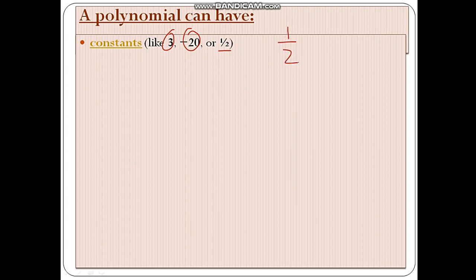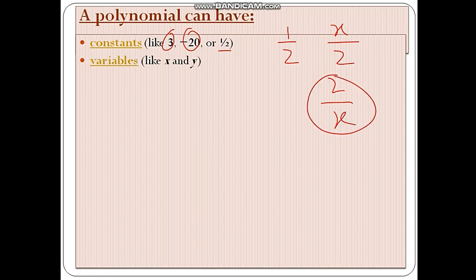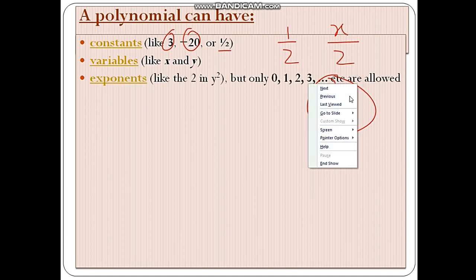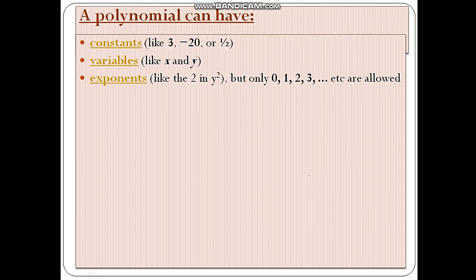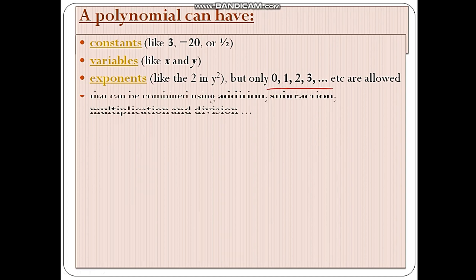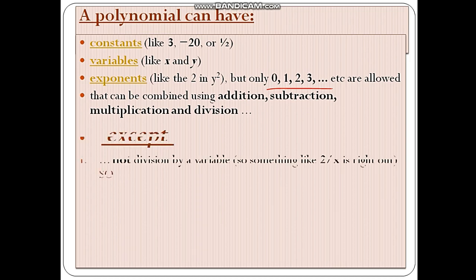But if the variable is like x by 2, fine. But if 2 by x is there, this will not be considered a polynomial. Variables like x and y can have exponents like 2 in y square, but only 0, 1, 2 and 3 etc. are allowed. Negative exponents are not allowed. Just the positive are allowed. They can be combined by addition, subtraction, multiplication and division.